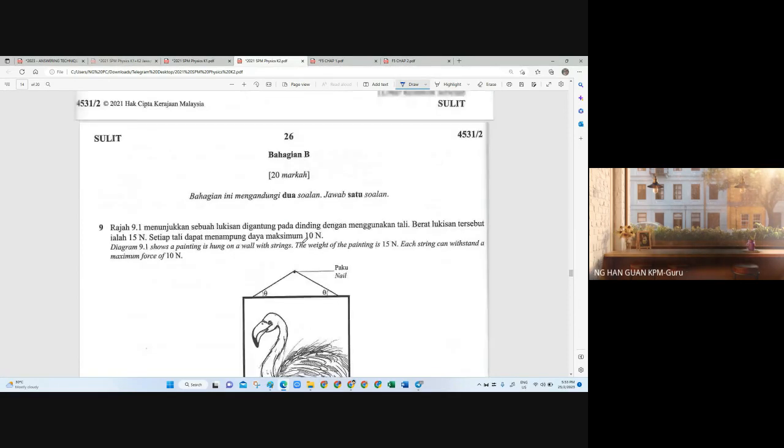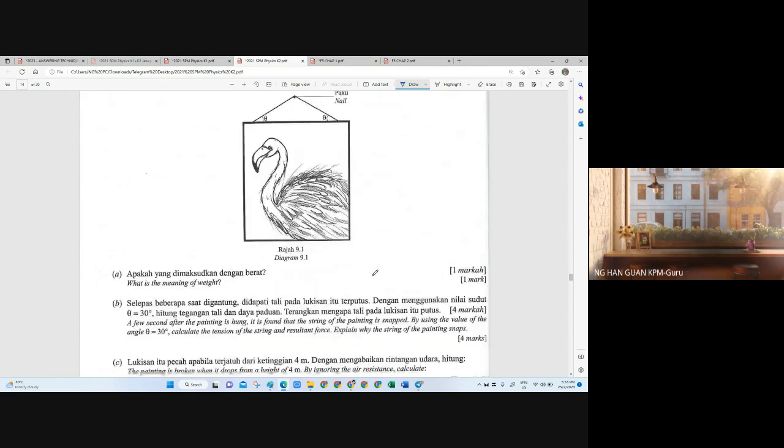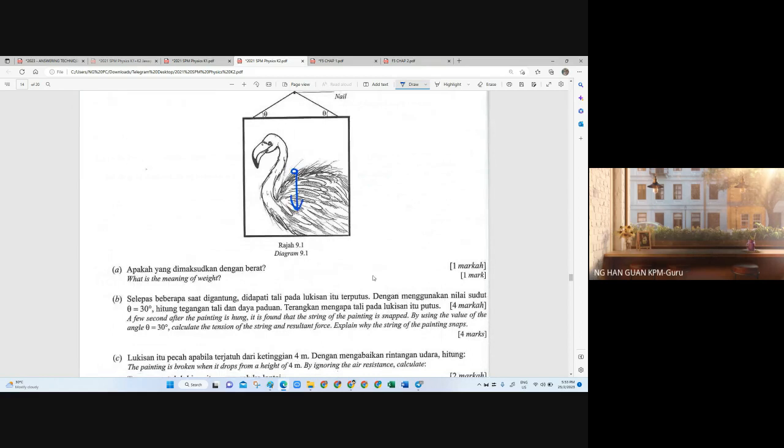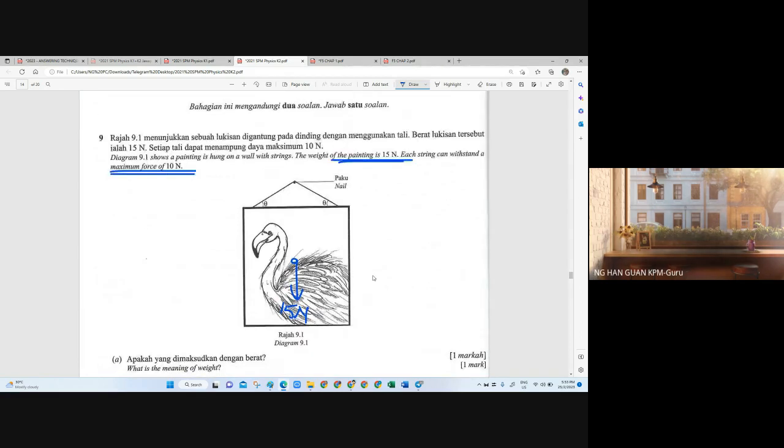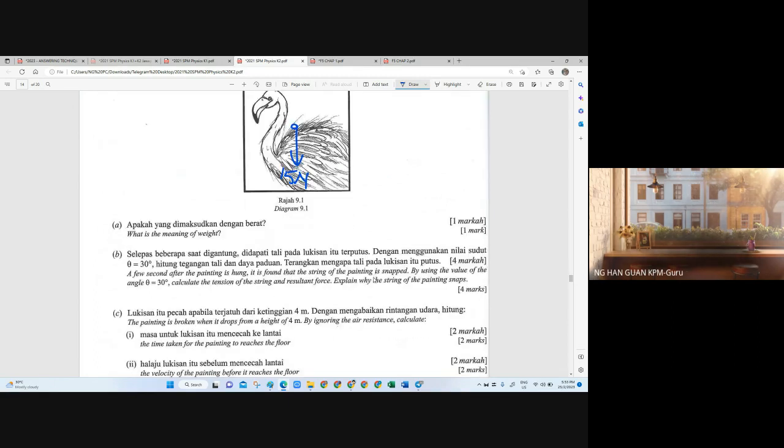So it's told you that the string can withstand a maximum of 10 Newton. The weight of the bunting is 15 Newton. We don't know how much the bunting supports, but we know that there's a tension with the angle of 30 degrees. It asks you to calculate the tension and resultant force, and explain.